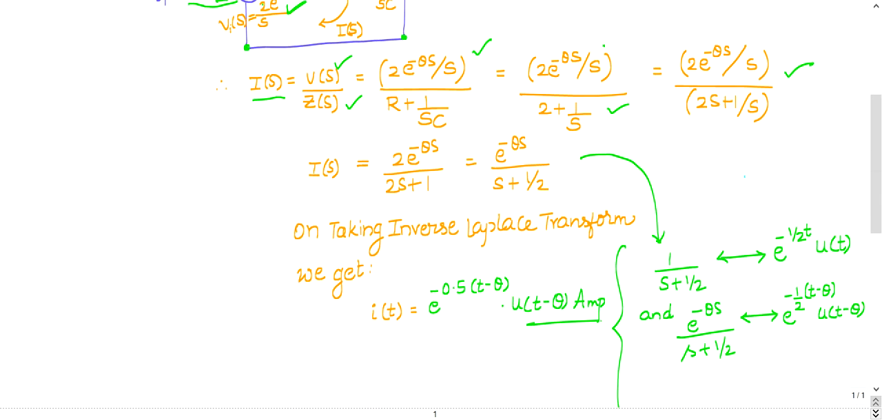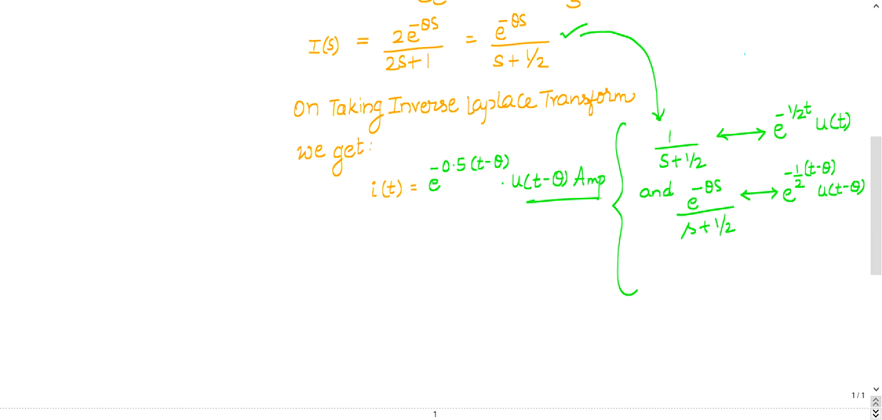Again I cancelled s and s. I'll not teach this simplification part, you should be able to understand, right? So this you'll get, finally you'll get this. Then what I'll explain is how to find the inverse Laplace transform of this.